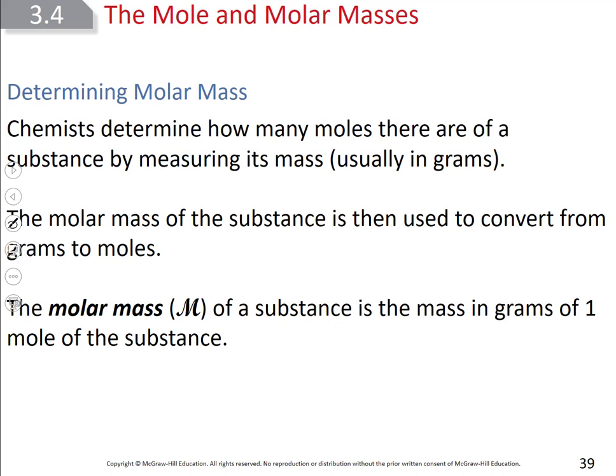Molar mass is the mass of 1 mole. Every substance has its own molar mass, which is what the mass is of 1 mole of that substance, whether it's a compound or an element, whatever the mass is of 1 mole of it. The symbol for molar mass is an uppercase curly looking M. And it's in units of grams per mole. So because it's in units of grams per mole, that's why we use it to convert between grams and moles.